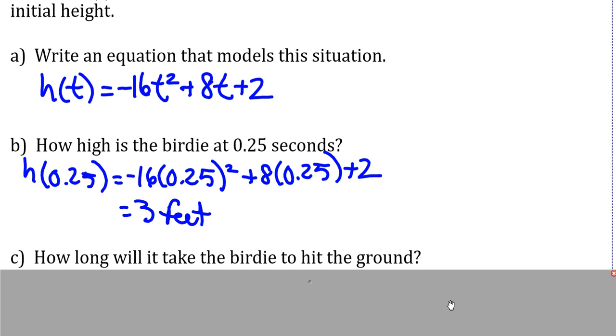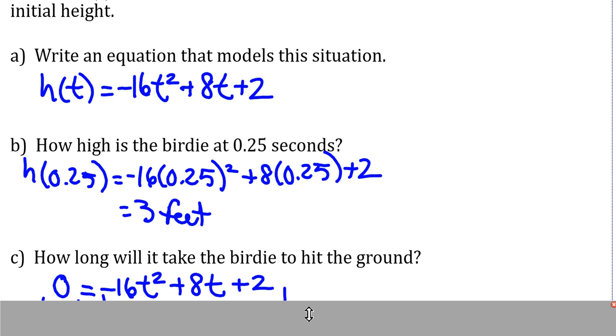Our next question says, how long will it take the birdie to hit the ground? Well, again, the ground is the height. That's our output. And if it's hitting the ground, that means we have an output of 0. So if I substitute in the output of 0, I now am working with this equation. So again, we really have two functions being modeled, and we're trying to see when they're equal. One with an output of 0, and this is the path of the birdie. So what could we do?